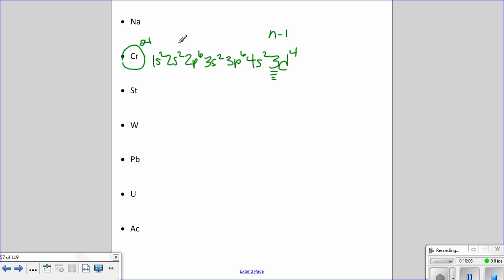How do you double check? You count your electrons. 2 plus 2 plus 6 is 10. 2 plus 6 plus 2 is another 10. So we're 20, and that's 24. So that's 24 electrons. Yay, that's what we wanted.